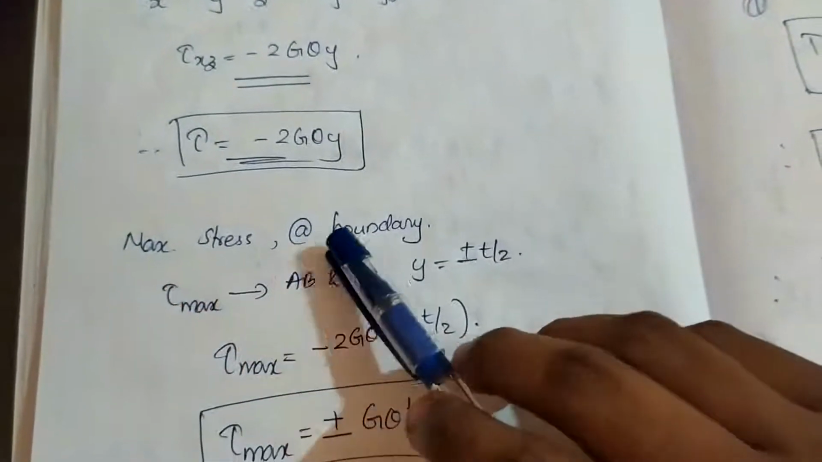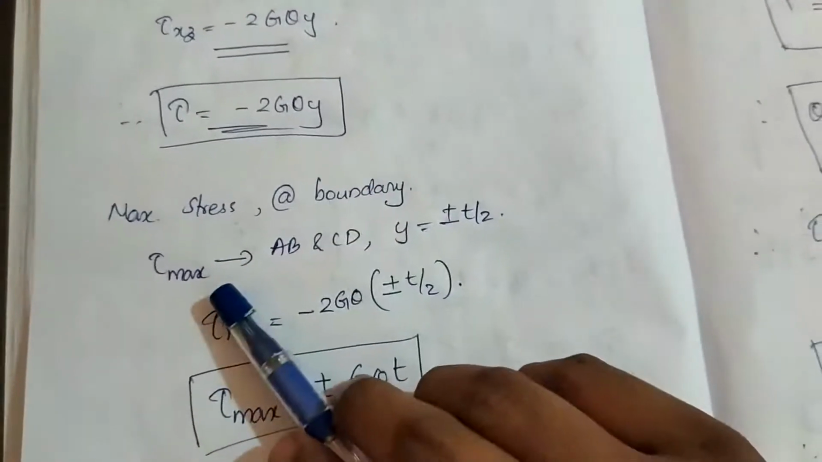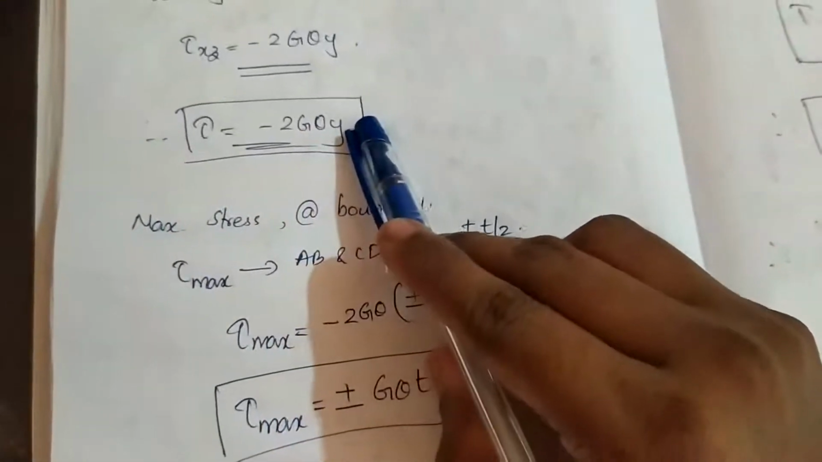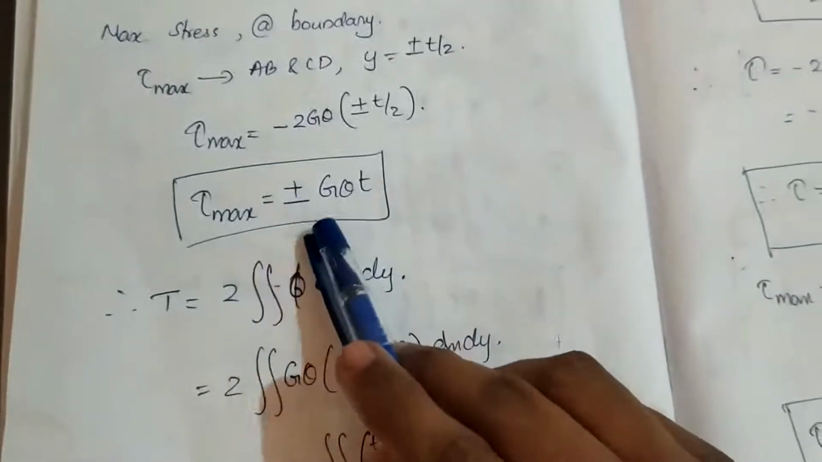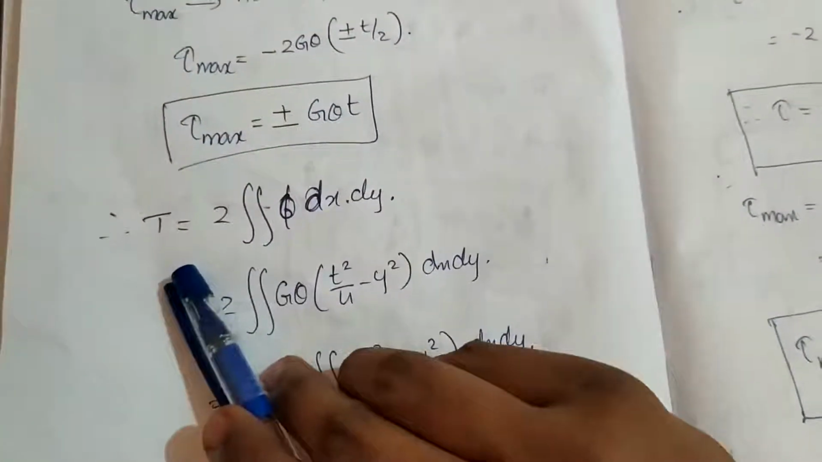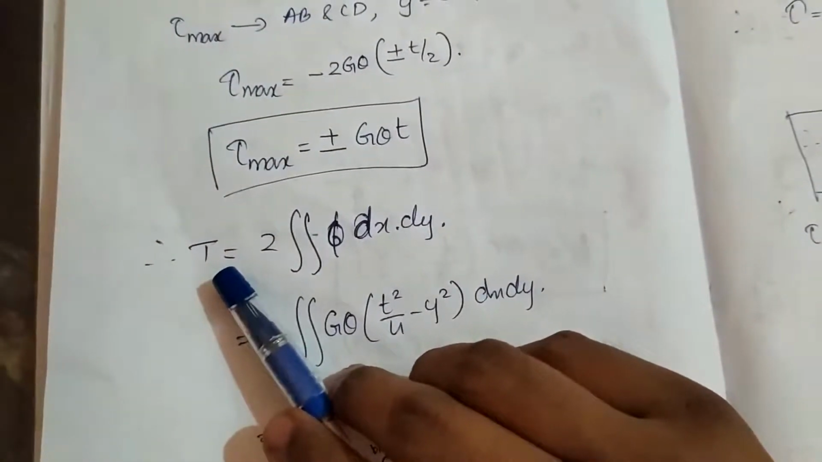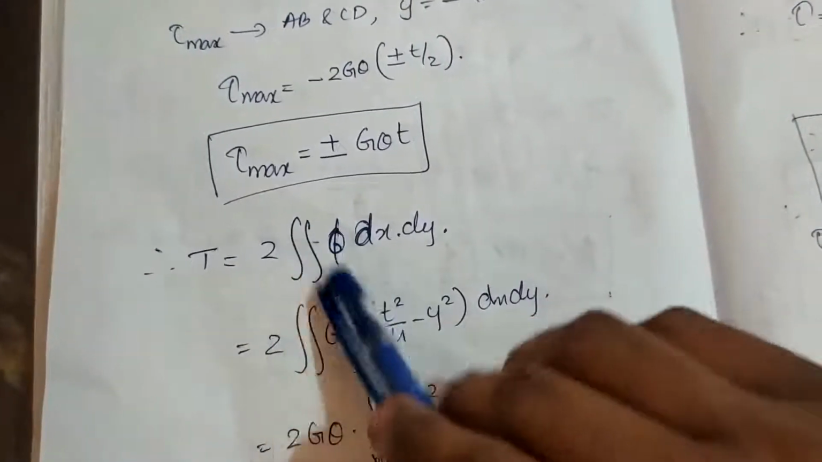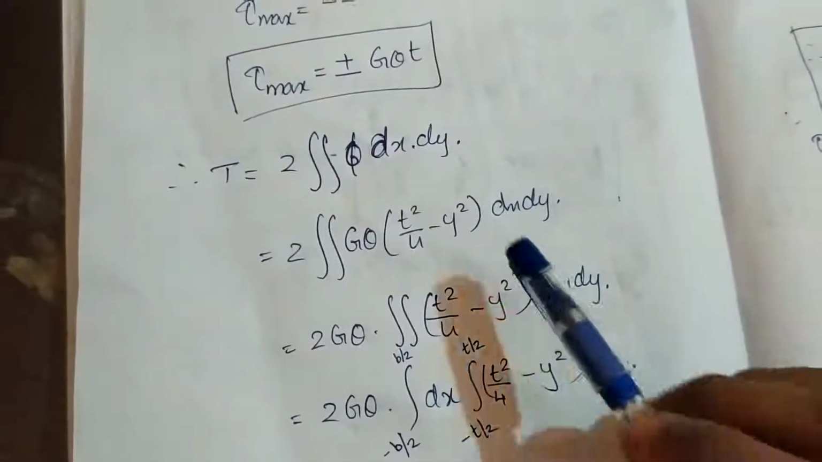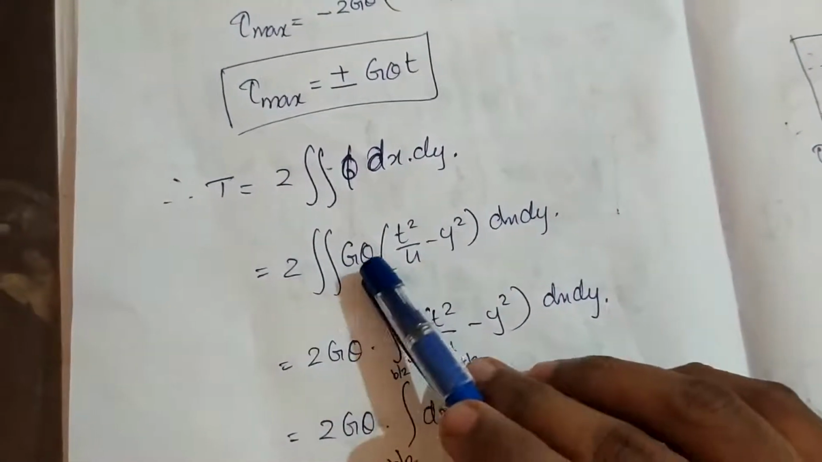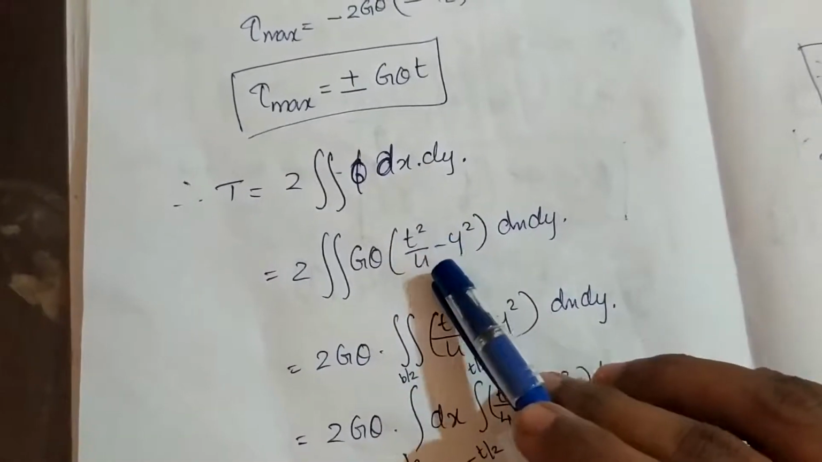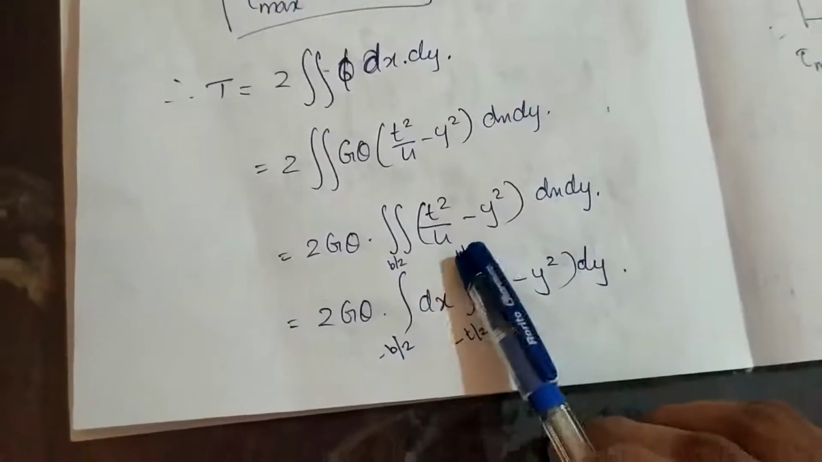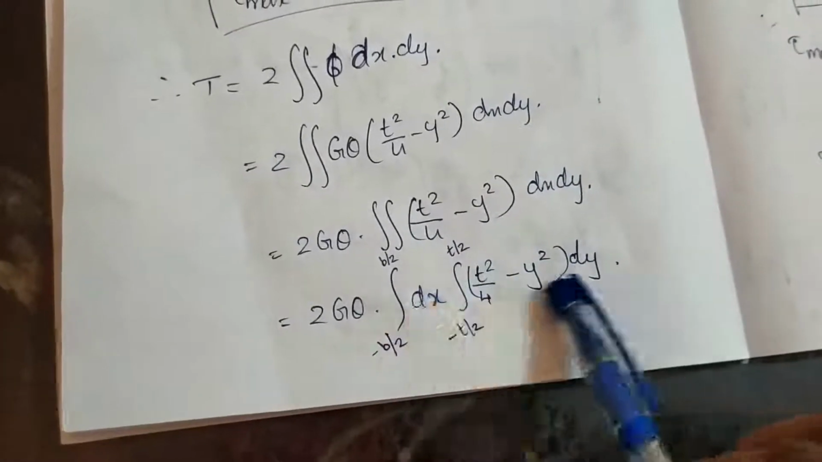So the maximum shear stress will be at the boundary. That means tau max is at AB and CD, that is, y is equal to t by 2. You put t by 2 in this equation, tau max is plus or minus G theta into t. Now apply the torque from the Prandtl stress function: T is equal to double integral of 2 phi dx dy, that is, 2 into double integral of G theta into t square by 4 minus y square dx dy.